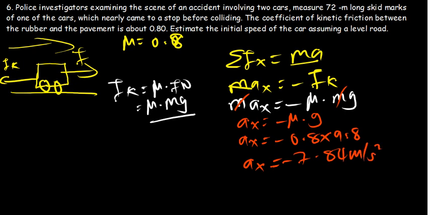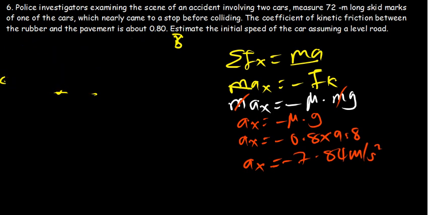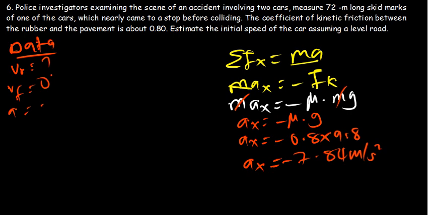Okay, now after knowing the acceleration, the question is asking about the initial velocity. Let's now see the data which we have, so that we choose the right formula. As we can see, we don't know the initial velocity, which is the one we want to calculate. When something is brought to rest, the final velocity is 0. So we know the acceleration is negative 7.84 meters per second squared, and it makes sense because it was decelerating. What else do we know? The distance we have been given, that is 72 meters.